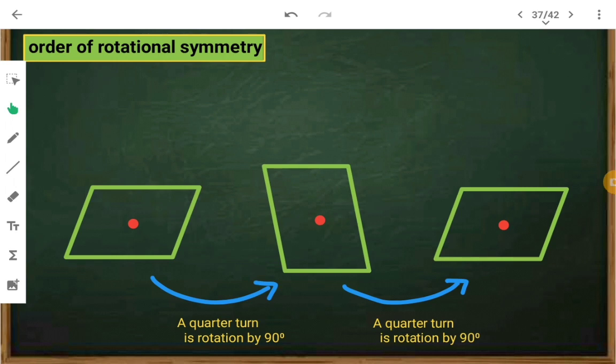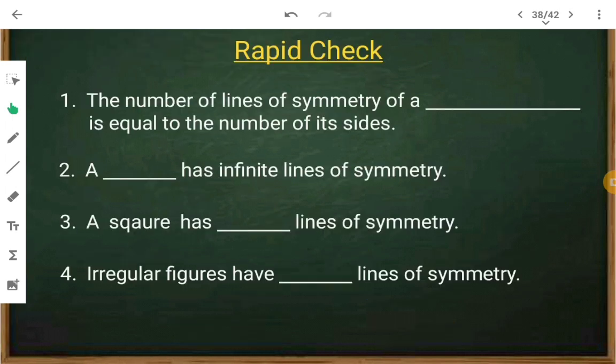So what is the order of rotational symmetry? 2. Okay, fine. Now rapid check. The number of lines of symmetry of a dash is equal to the number of its sides. The number of lines of symmetry is equal to the number of sides where? For a regular polygon.